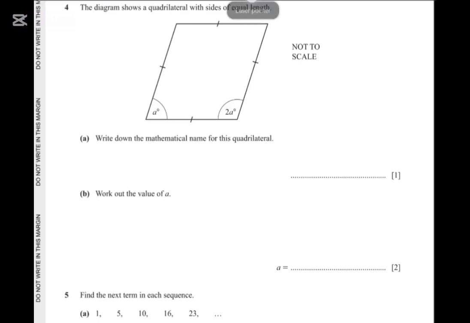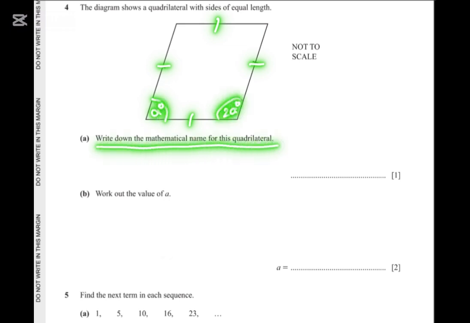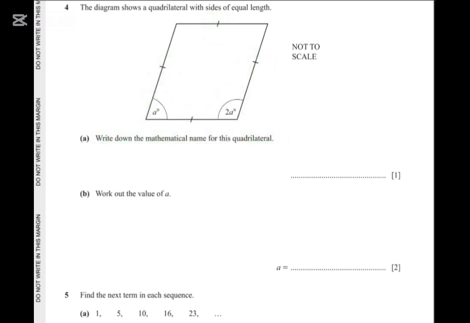Question number 4. The diagram shows a quadrilateral with sides of equal length. So there is a quadrilateral and all four sides are equal. Two of the angles are given as A degrees and 2A degrees. Write down the mathematical name for this quadrilateral. There are two types of quadrilateral whose sides are all equal: square and rhombus. In a square all the angles will be equal, whereas in this figure you can see that the angles are not equal. So the other option is rhombus. So the answer is rhombus for A.